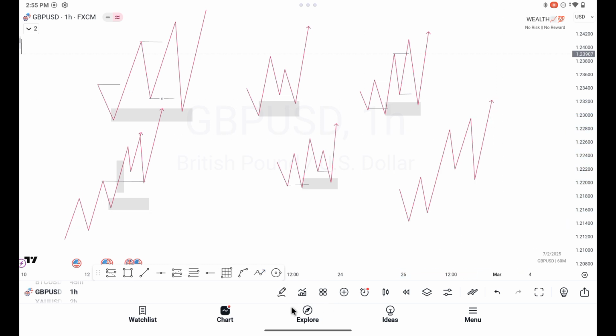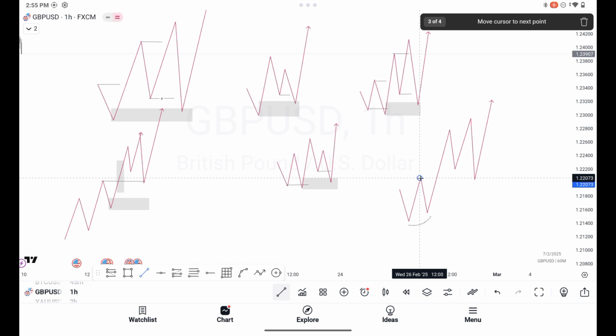Yeah, so this is a what? A mitigation block. Why is this called a mitigation block? Now we can see this is a what? This is a failed swing, a failure swing. You understand? So after that failed swing, price did what? Price created a massive pull to the upside.